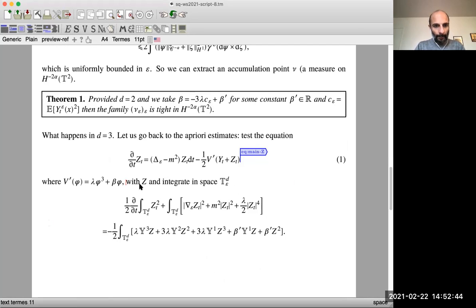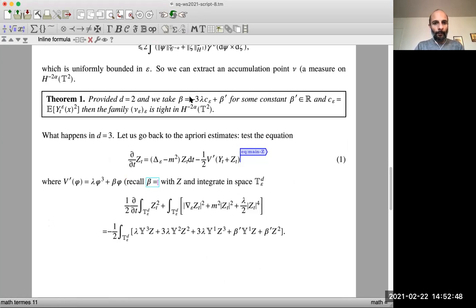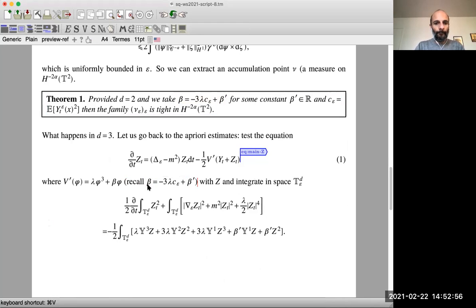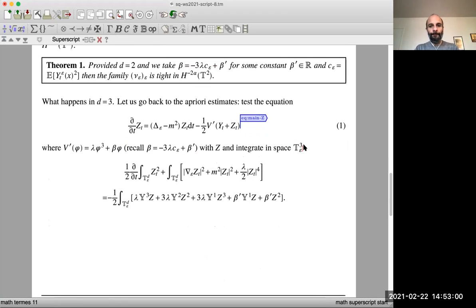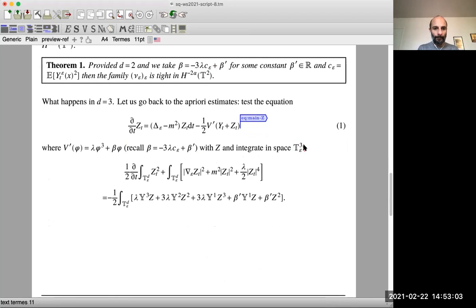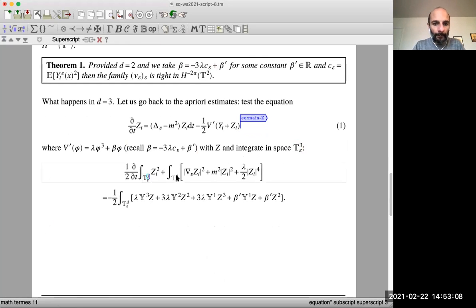So you test the equation. Beta is always the same. We take beta from now on in this form, otherwise we cannot. And we integrate in space now in 3-dimension. It's not very important to write it down precisely, but let's do it. So the expression is the same, of course. Now, big problems. We have big problems.